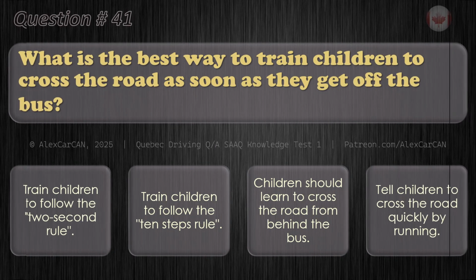Question number 41. What is the best way to train children to cross the road as soon as they get off the bus? Train children to follow the 2-second rule. Train children to follow the 10 steps rule. Children should learn to cross the road from behind the bus. Tell children to cross the road quickly by running. The correct answer is train children to follow the 10 steps rule.